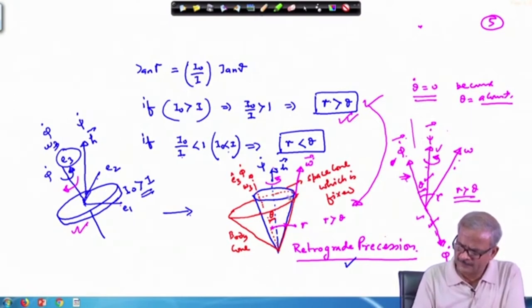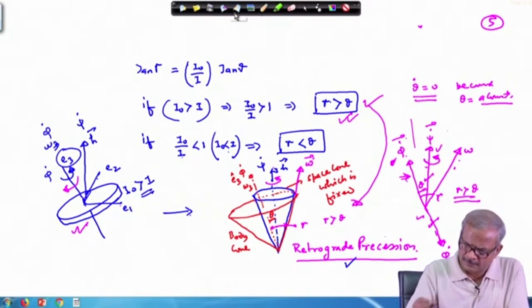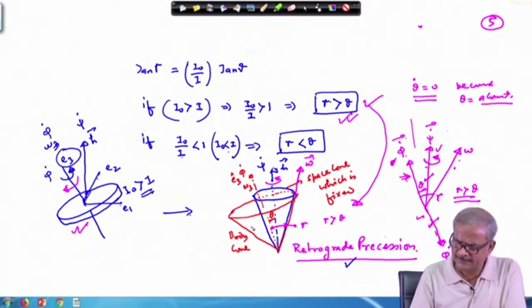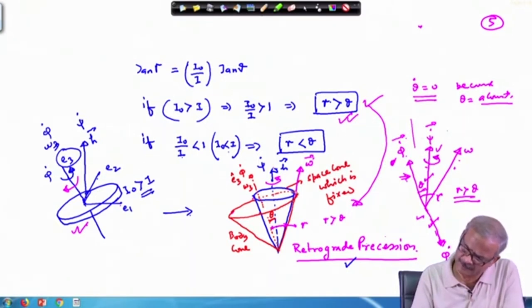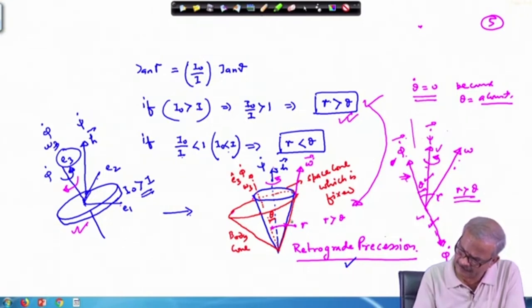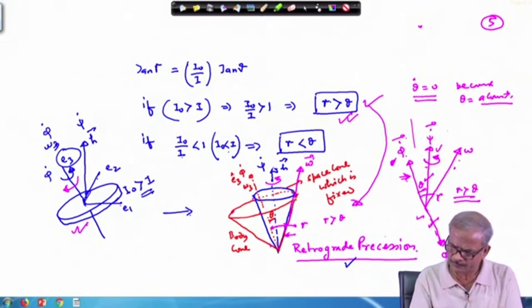If we visualize in terms of cones, this outer cone, shown in red, is rolling over this inner cone, shown in blue. This is called the space cone, which is fixed. Once it rolls, the omega vector will change, as this is the touching point. These two body surfaces meet along this line. As the outer cone rolls over the inner cone, the line of contact will change. Right now the omega vector is here, after some time it will go here, and here, and come along this line, then back again to this place. So, it will keep revolving.